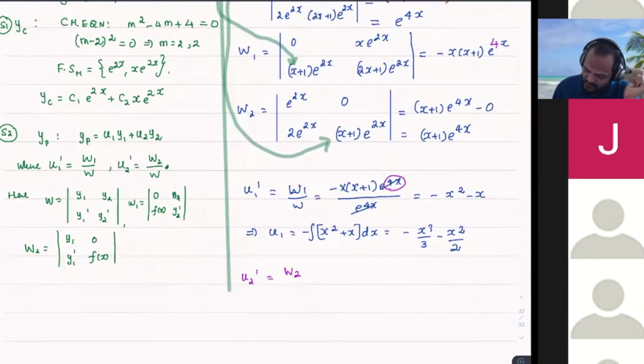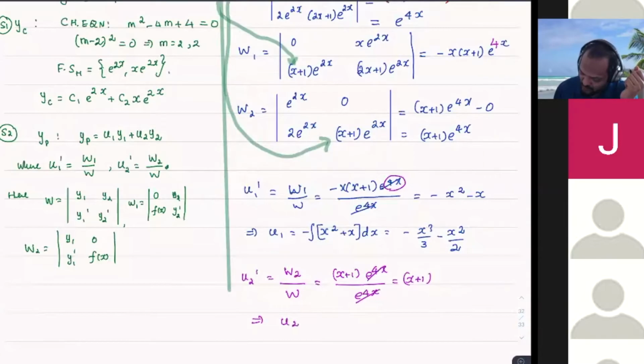All right, so W2 over W, which is, what do I have here? Which is x plus 1 e to the 4x over e to the 4x, and these two get cancelled. What I have here is x plus 1. So therefore, your u2 would be the integral of x plus 1 dx, which is x squared over 2 plus x.